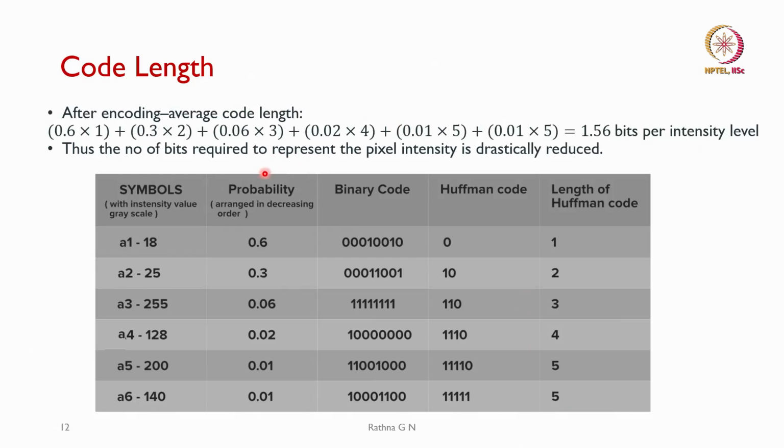Now, let us see how many bits per intensity level are required, as shown here. Because the occurrence is 0.6, I need 1 bit here, and for the other ones you multiply the probability, which is 0.3, by the number of bits. You will see that approximately we need 1.56 bits per intensity level. Thus, the number of bits required to represent our pixel intensities is drastically reduced from 8. Earlier we had 8 bits, which has come down to 1.56 bits per intensity level with our coding.